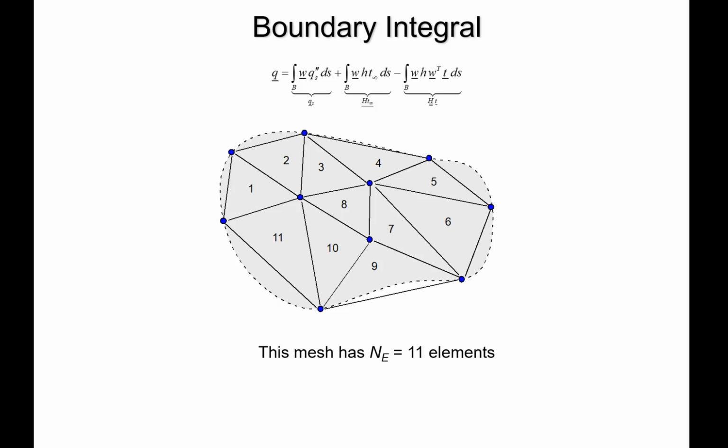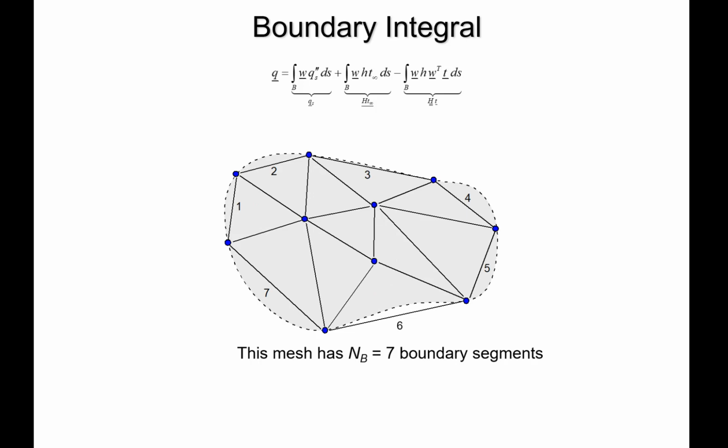When we start to think about doing these boundary integrals, we're going to have to keep track of how many boundary segments this mesh has. This mesh has 7 boundary segments that are shown here, and these are the segments that explicitly lie on the edge of the computational domain.